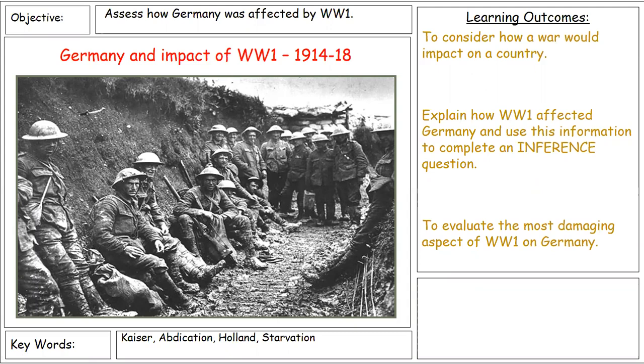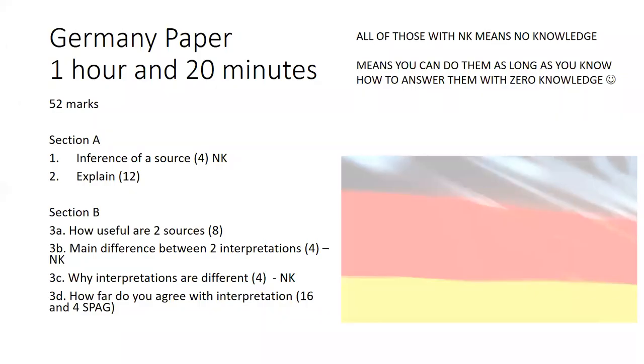So before we do the lesson today, I thought I'd go through how the Germany paper is structured. Now, the Germany paper is the only paper in the GCSE where there's one set topic. The other papers, you've got to do different topics in the time allotted. Now, the Germany paper is 1 hour and 20 minutes. It will be the last paper you sit. And it's split into 2 sections.